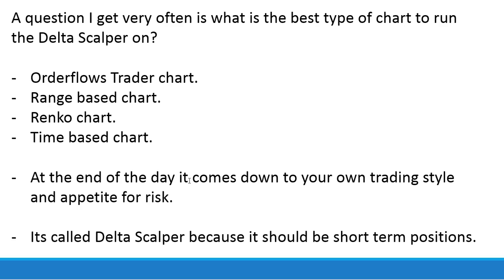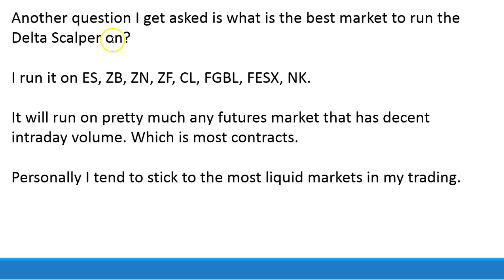Honestly, I don't look at it much beyond 5 minutes. For me, I haven't really looked at it on 15-minute charts or above. So it's called the Delta Scalper because it should be short-term positions. Again, I'm not looking for you to hold it. You're not buying it at 9 o'clock and holding it until 3 o'clock. It was designed for trading crude actually, but it works great on other charts. That leads into the next question I get: what's the best market to run the scalper on?